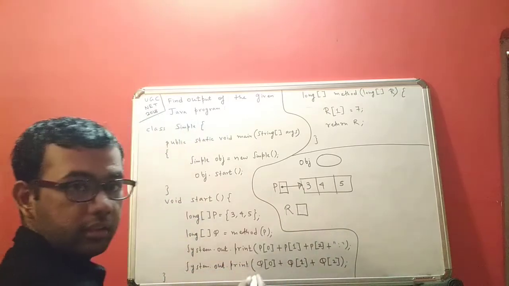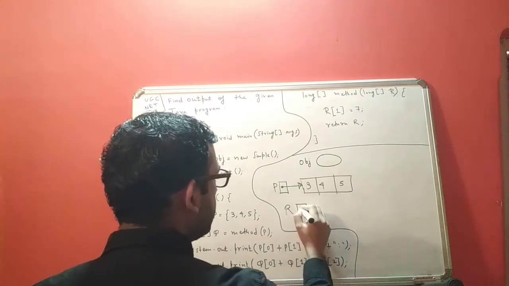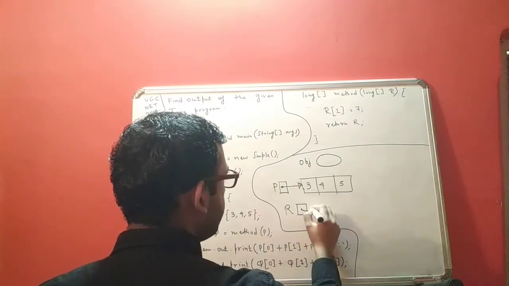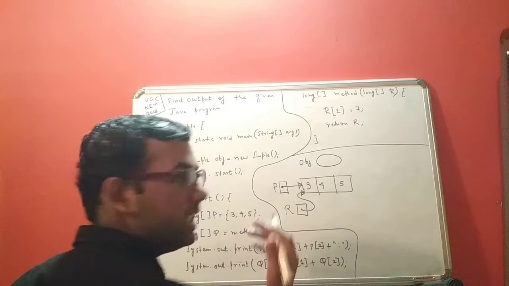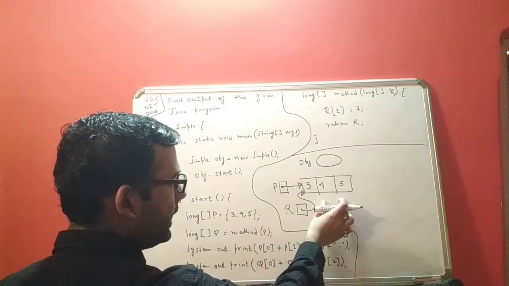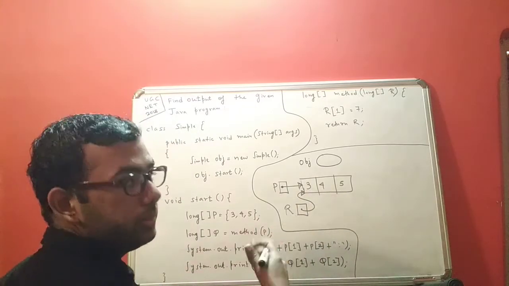So now we have R, which is another reference variable. And what is it referring to? It is referring to the same array, mind you. So any changes that I make to this array through P or R will be the same.